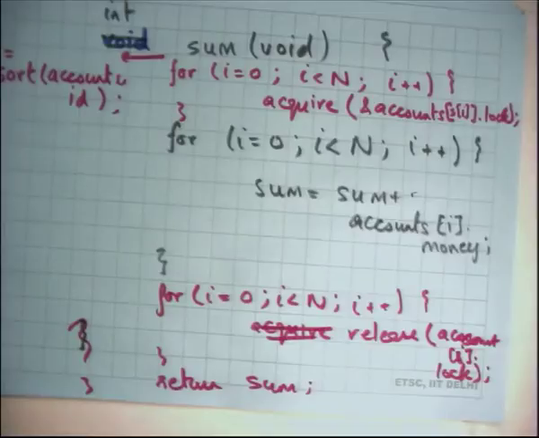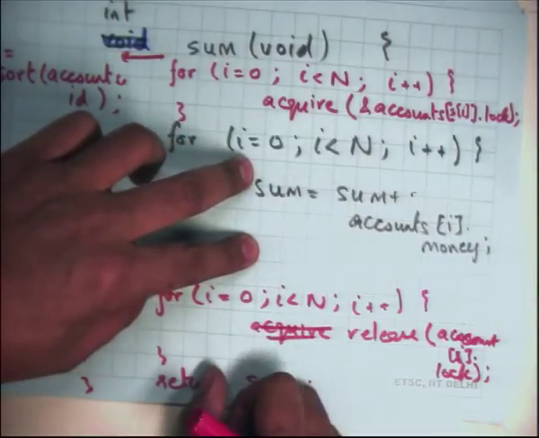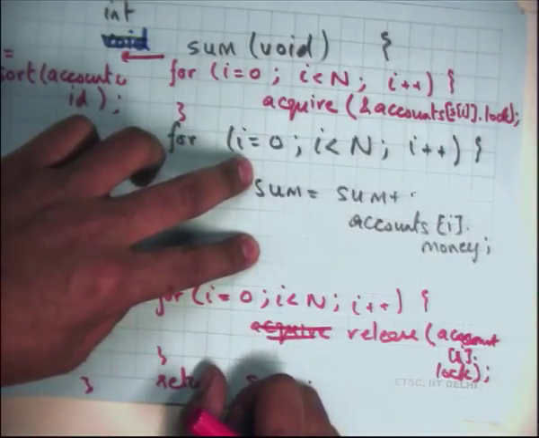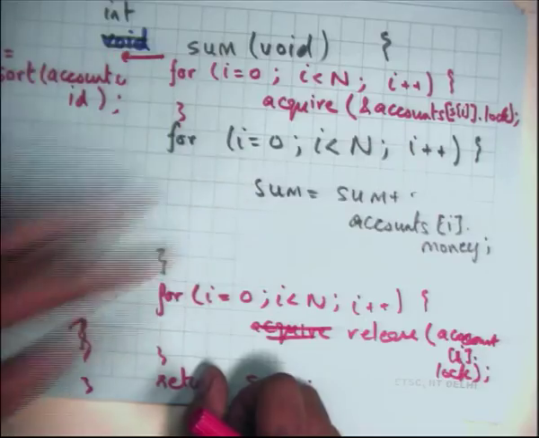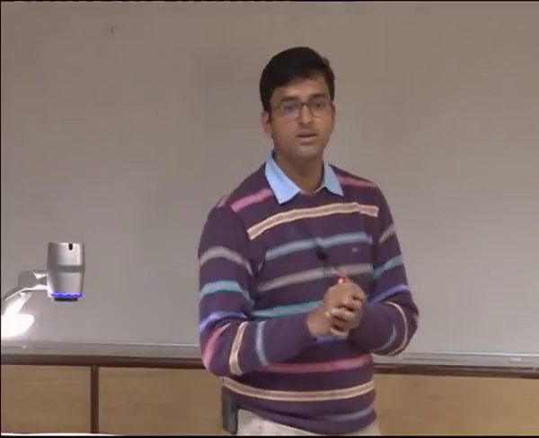Why can't we do this using only a local lock? We acquire account i before the sum line, and then release it in the inner loop only, and not acquire all the locks before and release them after. Okay. So the question is, can't we just say acquire account i and release account i right here? Okay, so I see some heads saying no. So why?